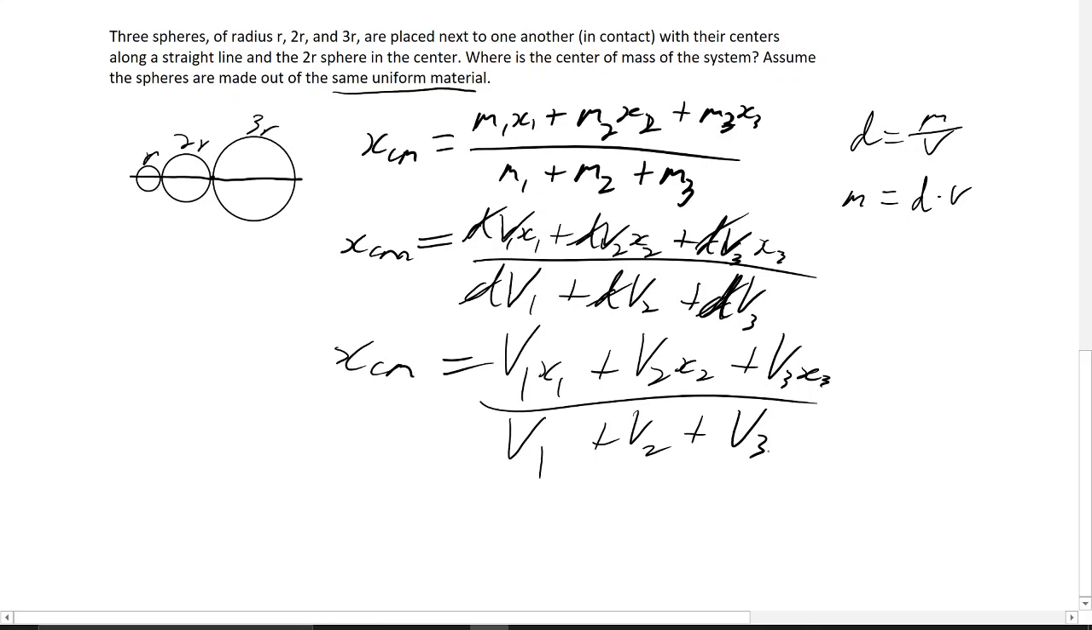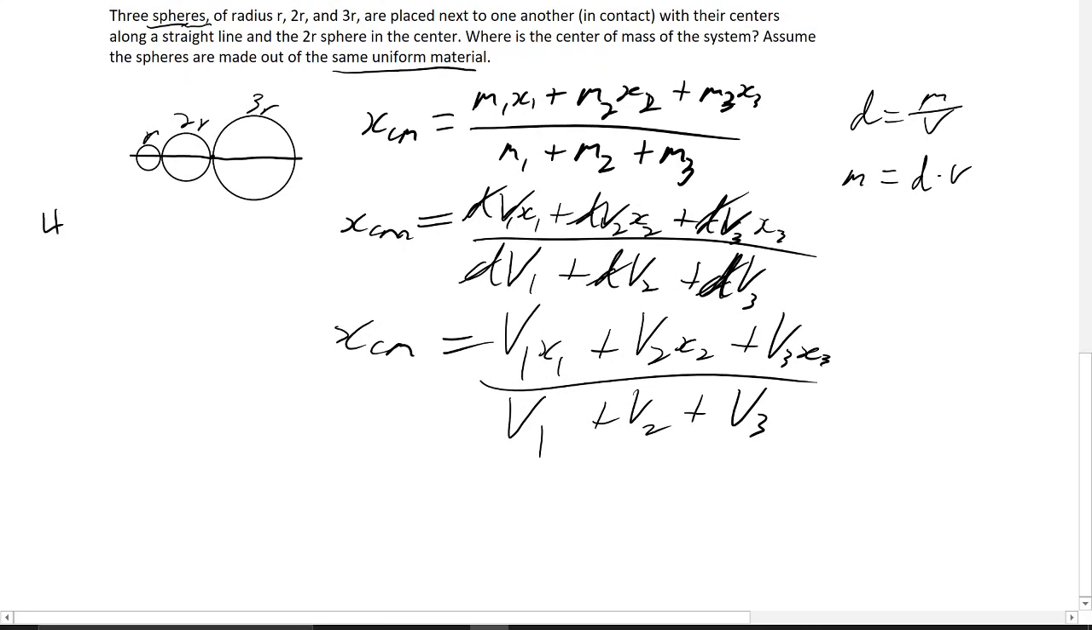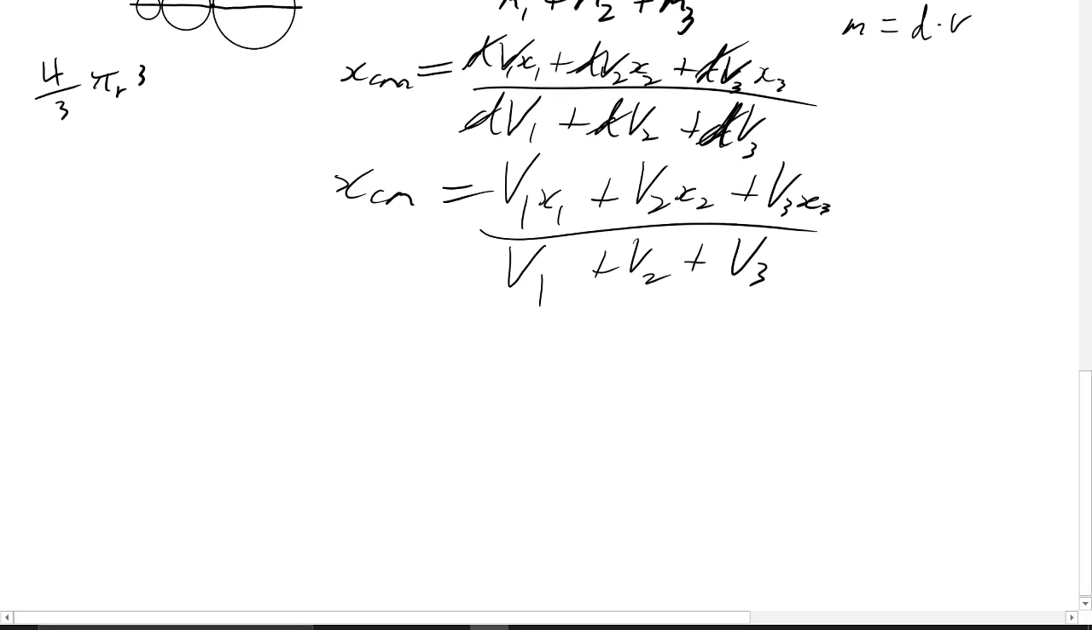Now all we need to do is find v. And if we look back on the question, we have 3 spheres. So we need to know the formula for volume of a sphere. And don't worry, I'll give it to you guys. It is 4 over 3 pi r cubed.